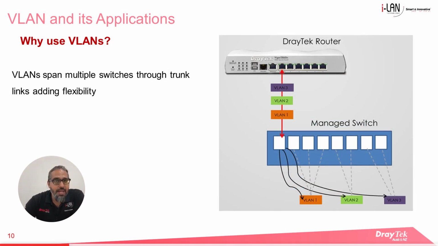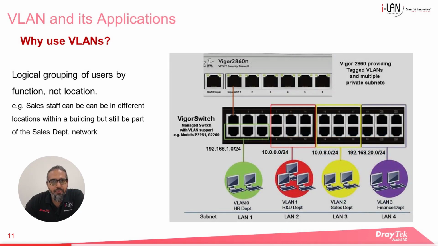Also, VLANs are not restricted to just one switch. They can span across multiple switches, hence increasing flexibility to your network. And grouping is logical here, not physical. To illustrate this, let's say within a building we have the sales department on the first floor, but one of the salespersons is located on the second floor. So no matter where the PC is placed in the network, it can still be a part of the sales VLAN.